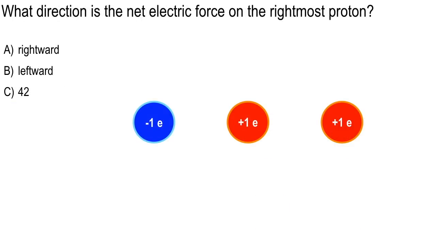This one's a brain burner. Net force on this one on the right. So I'll put my cursor over here by the rightmost proton. What's the net direction? So talk to your neighbors, talk it over. This one requires a little bit of thinking. Is it rightward, is it leftward, or is it 42?